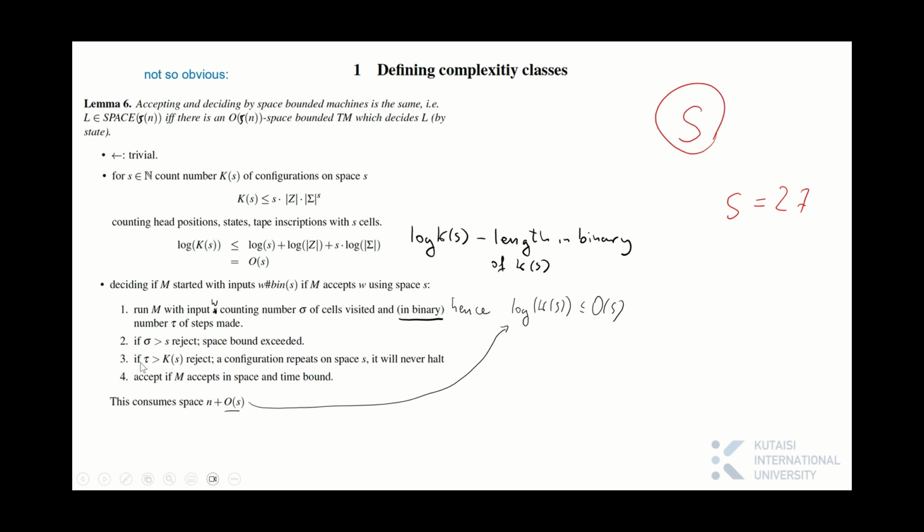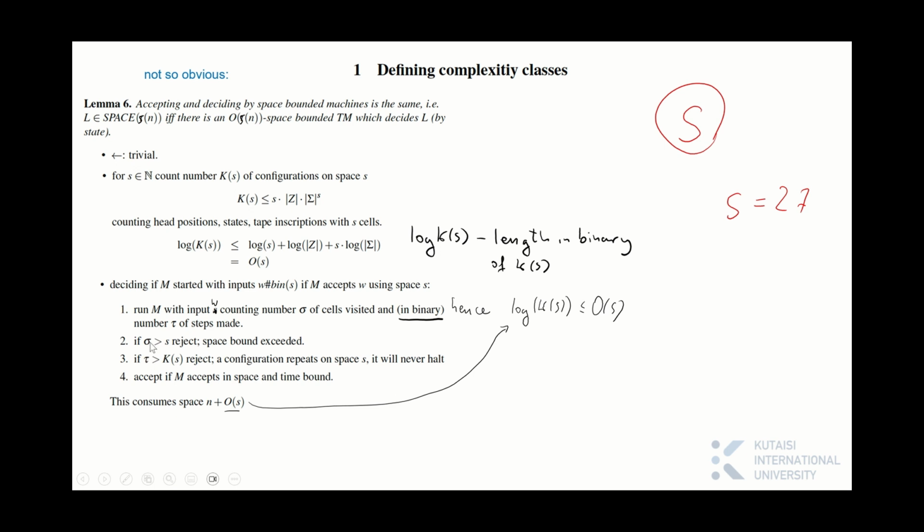The second thing I do, I count whether tau, the steps this guy is making. So sigma is cells visited, and tau is steps it's made. If tau is bigger than ks, I reject again, because it never exceeds s, because if it exceeds s, I will halt from point 2. So if point 2 is passed and I'm operating within space s, and tau is bigger than ks, that means the configuration had to repeat, because there are ks many configurations at most. So the configuration repeats on space s, and I know that this guy is looping inside s, and that it will never halt, right? So I reject again.